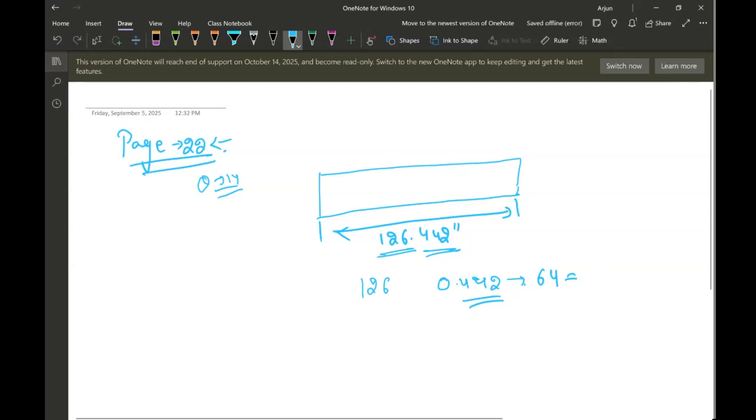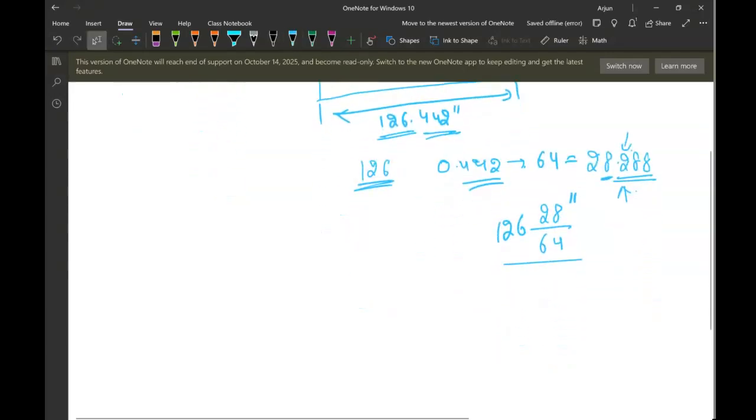Let me do it on my calculator quickly also. 0.442 multiplied by 64 gives me 28.288. Now I will drop this portion because this is 2. If this was 5 or bigger, I would have added 1 to this one. But it is smaller than 5, so I will write it as 28 over 64, and 126 inches are complete. So 126 and 28 over 64, that will be your answer.